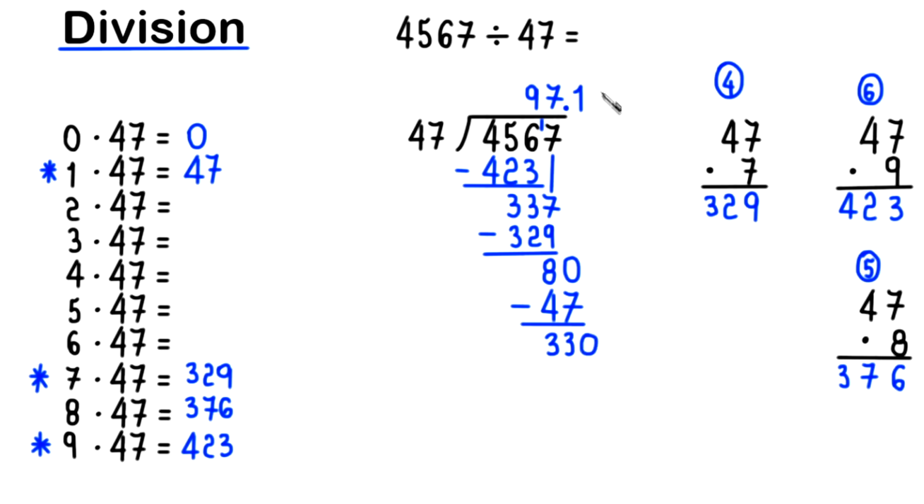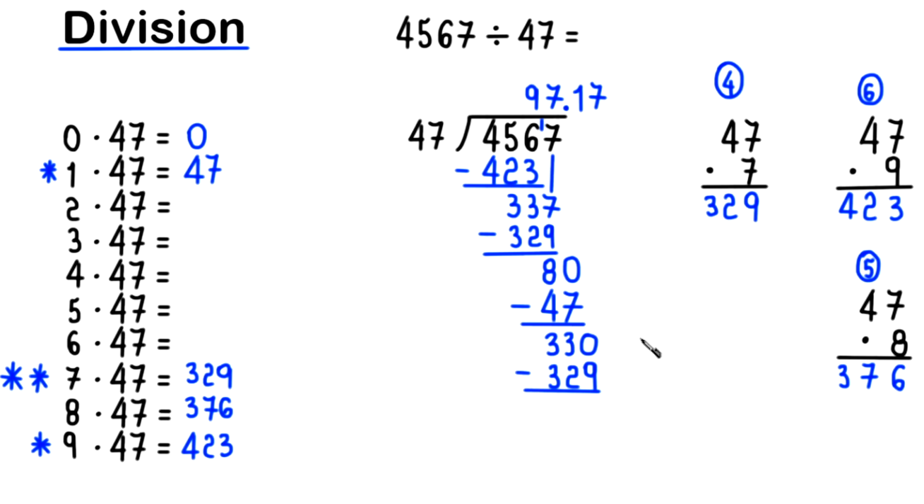And we ask the same question. How many times does 47 go into 330? And with the results that we have here, it is easy for us to say that 47 can go 7 times into 330, because 7 times 47 equals 329. So I write 7 here. Since 7 times 47 equals 329, I write it here, and then I subtract.